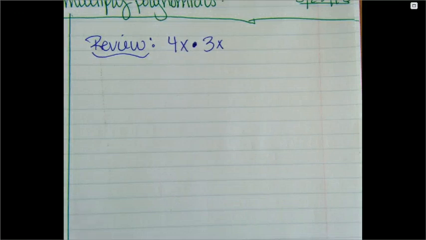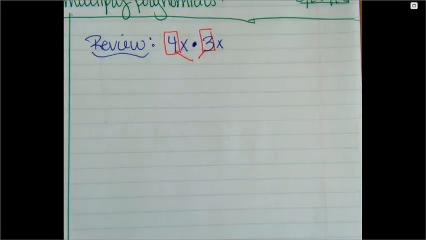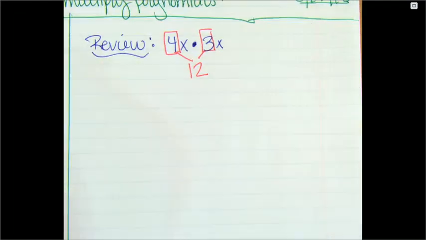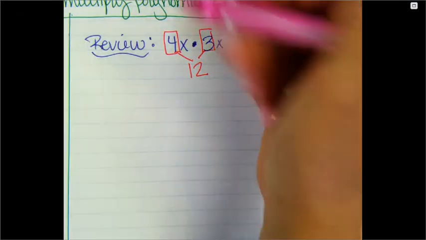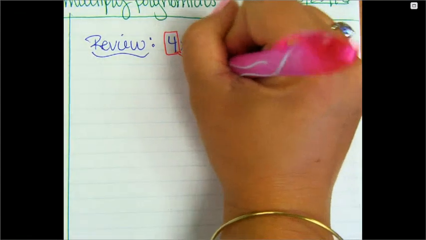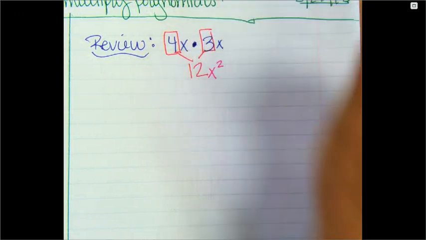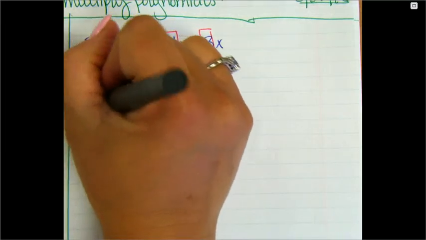What do I multiply, Jean? Thank you. 4 times 3. 4 times 3 is what? 12. Then what else do I do? Add the x's to get x to the second power. Yes? Okay. Not everyone knows how to do this, which is why we have to review it.